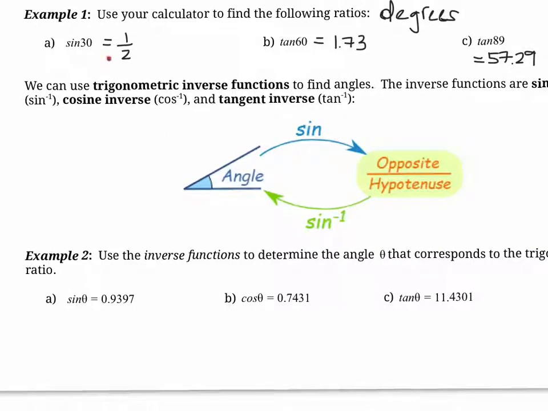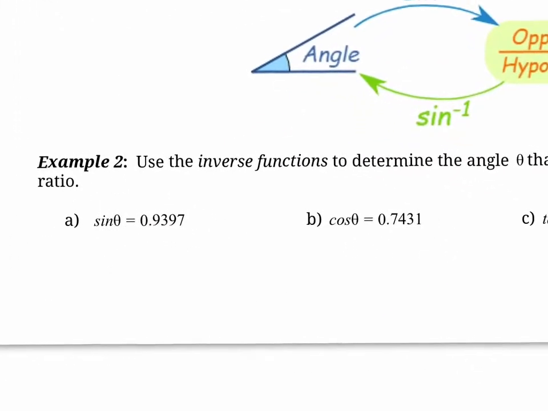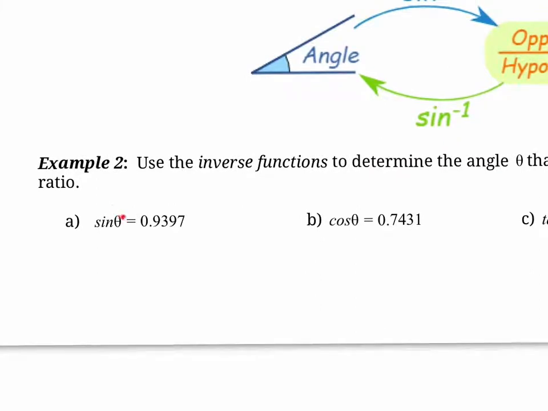So what we just calculated up here were the ratios. This is the opposite side divided by the hypotenuse side of a triangle that has 60 degrees in it. That's what that's saying. So if we have the angle and we're trying to find the ratio, we just use sine, cos, or tan, just like we did here. But if we have the ratio and we need to find the angle, that's when we use sine inverse. So taking a look down here, I have the ratio, and instead I need to find the angle.